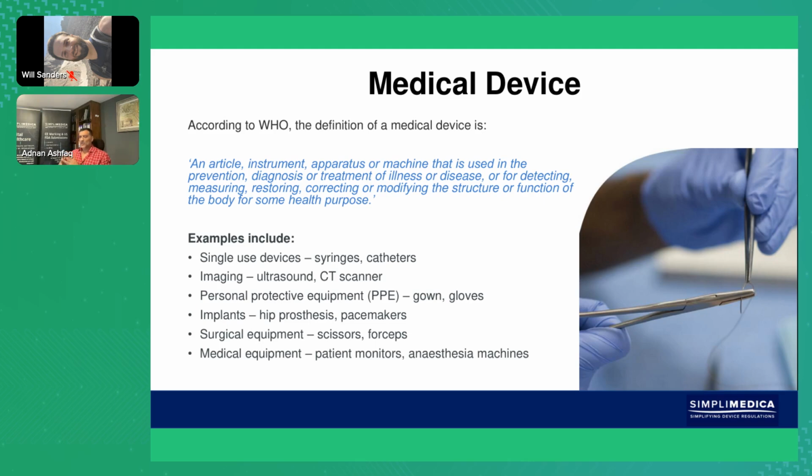Now, we also need to have a look at the definition of a medical device, as I mentioned earlier. The World Health Organization defines it as follows: a medical device is an article, instrument, apparatus, or machine that is used in the prevention, diagnosis, or treatment of illness or disease, or for detecting, measuring, restoring, correcting, or modifying the structure or function of the body for some health purpose. Now that's quite high level. In my view, that's quite high level. And we'll start having a look at the definitions from the EU and the FDA in a second, and you'll start to see the differences.